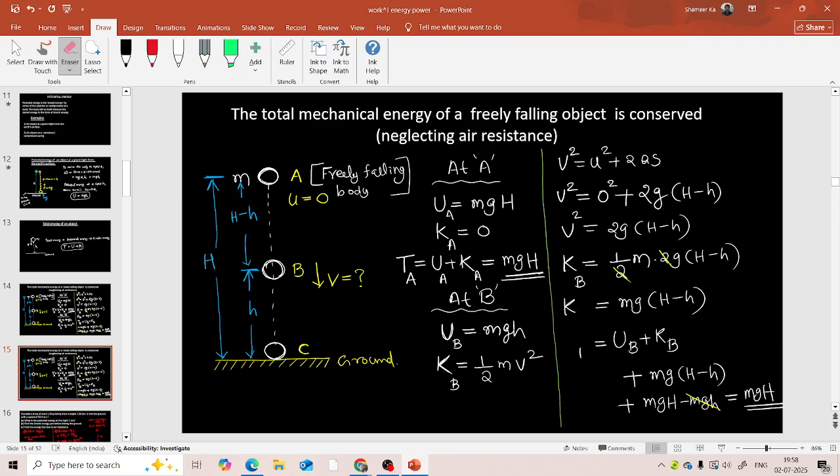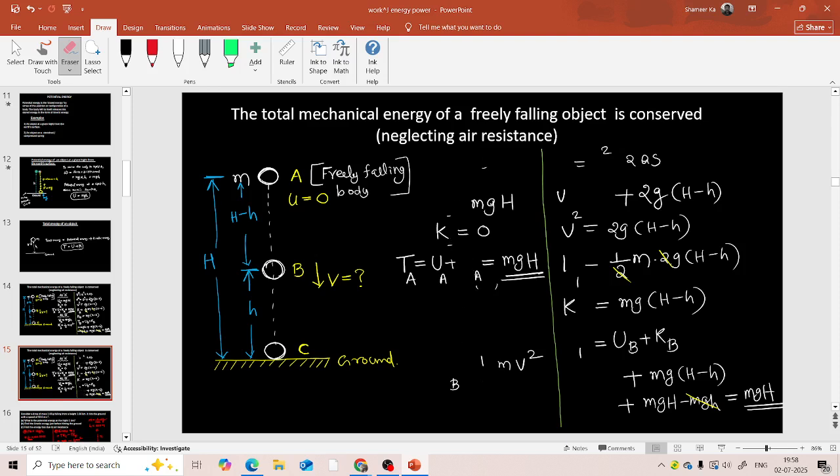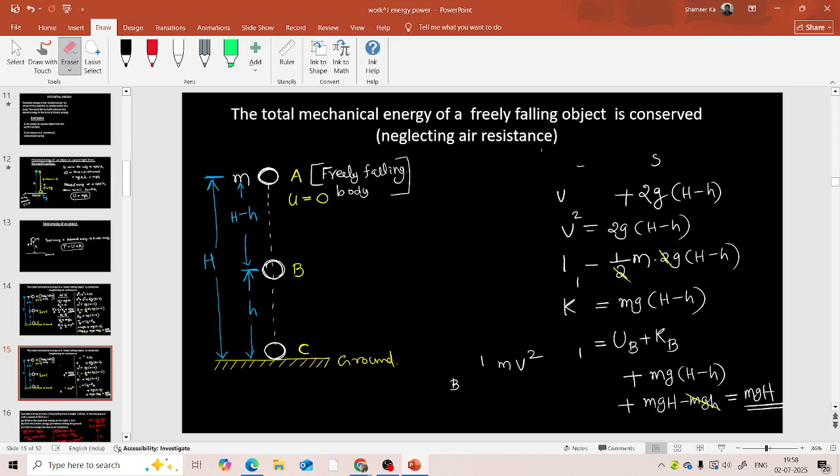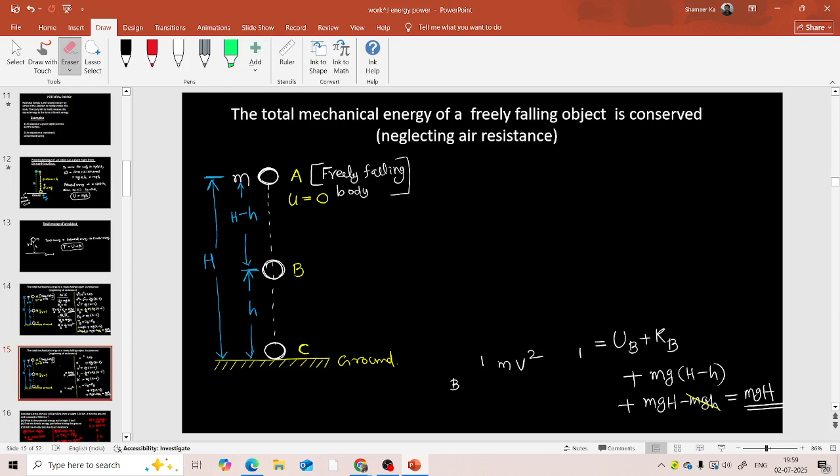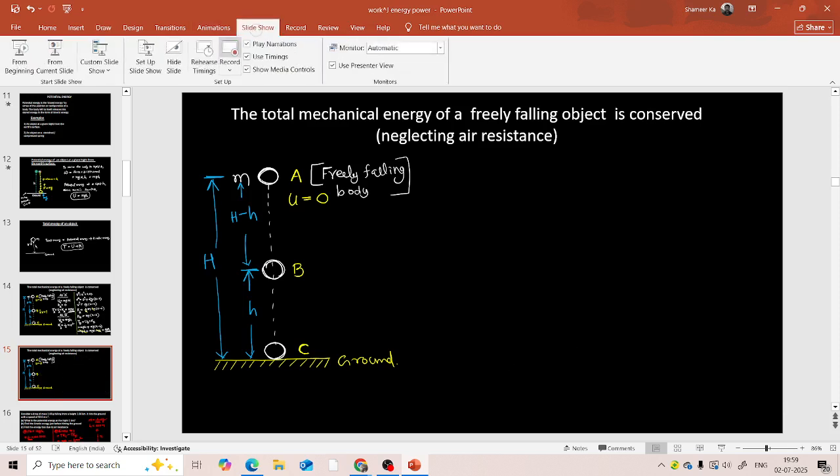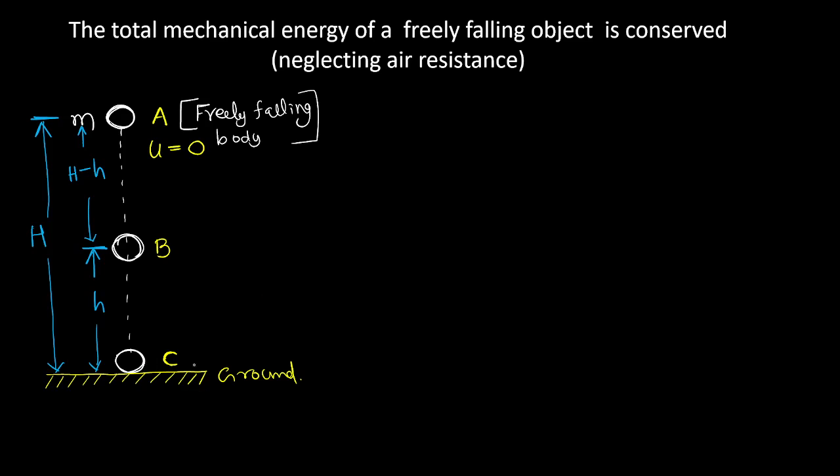So this one is okay. Now I am going to find the total energy at C. Just one minute. Let me delete it. I want that diagram. I found the total energy at A and the total energy at B. My objective is total energy at A equal to total energy at B equal to total energy at C. So now I want to find the total energy at C.